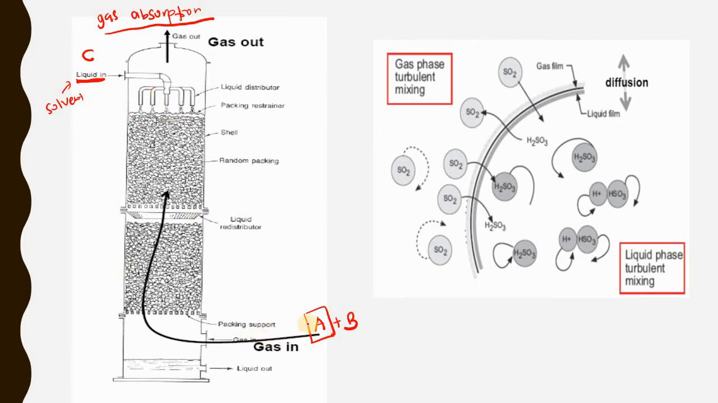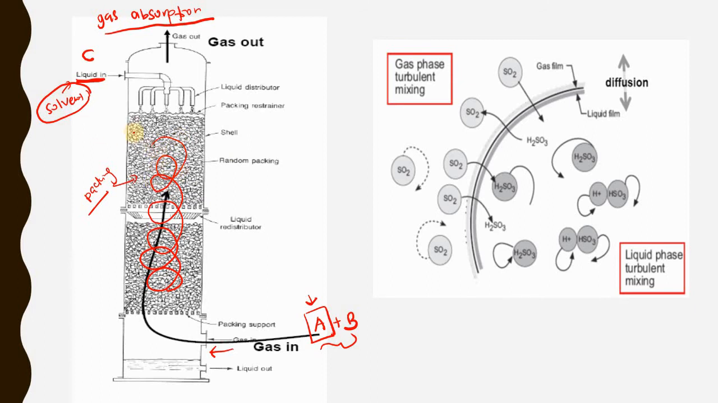The gas that consists of these two solutes will enter the tower from downwards. It will be purged in, and at the same time the liquid, which is the solvent favorable to extract solute A, will be pumped in from the top of the tower. When the liquid and the gas mix here, this is what we call packing. Later on I will teach you in the gas absorption chapter.